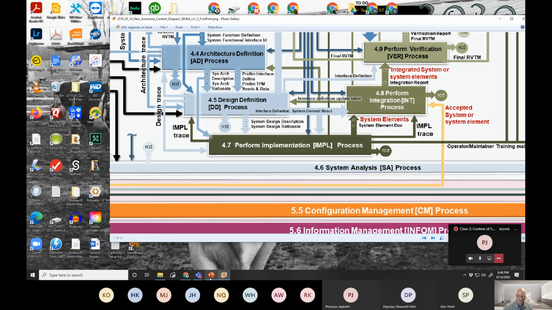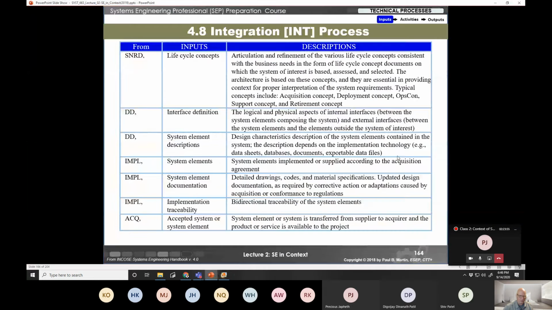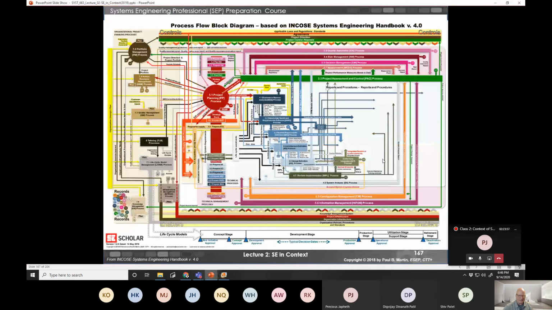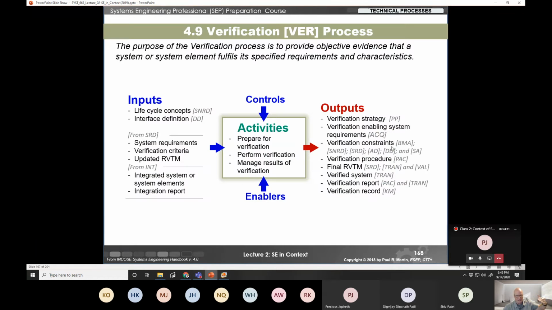So you can see it here. When you're done with actually creating that system, you have an integrated system or system element, and that feeds into your verification. So once you go through this process, you now go into verification, and that's where you actually get evidence that you actually have systems or system elements that fulfill whatever the requirements or characteristics are.